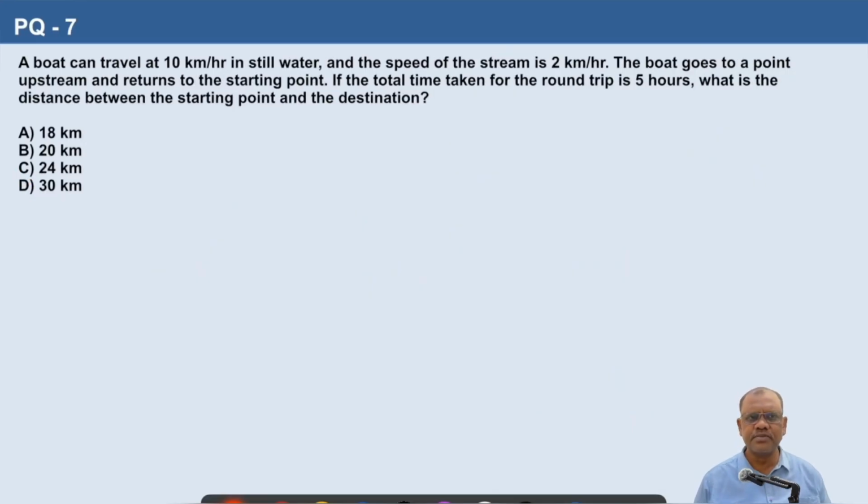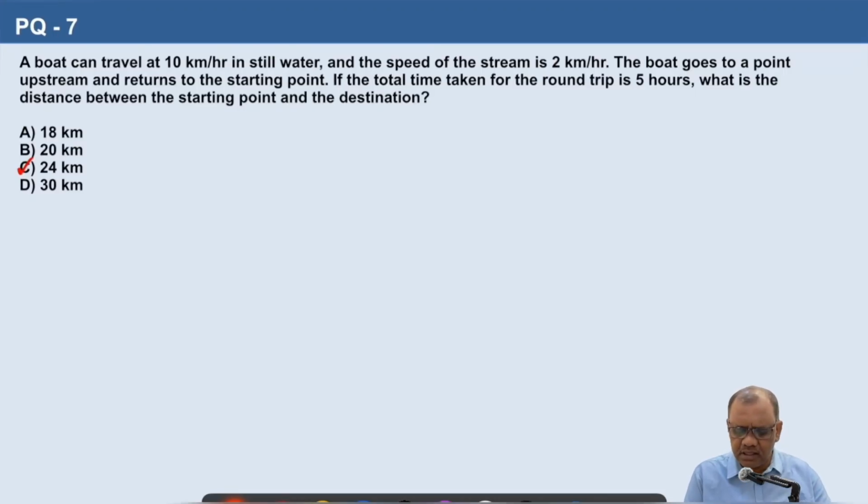Question number 7. A boat can travel at 10 kilometers per hour in still water and the speed of the stream is 2 kilometers per hour. The boat goes to a point upstream and returns to the starting point. If the total time taken for the round trip is 5 hours, what is the distance between the starting point and the destination?